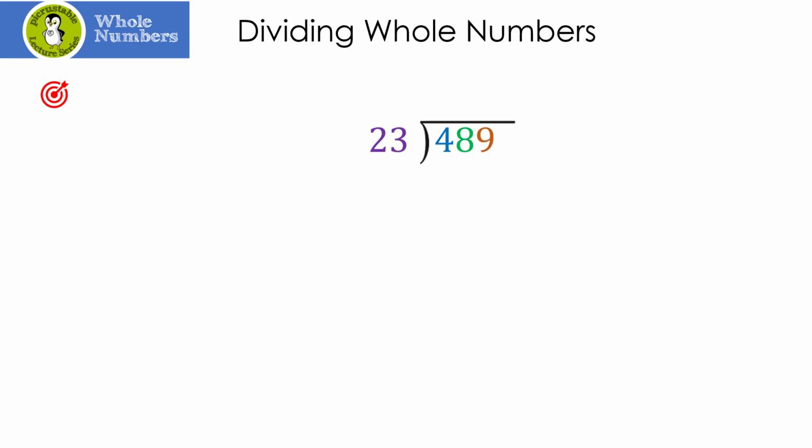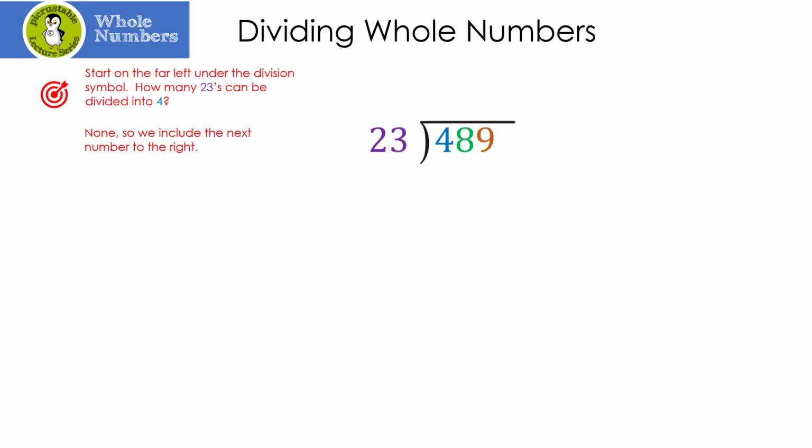Let's divide this one. Now we have 2 digits. Oh my goodness, but it's going to be fine. We're going to do the same thing. We look and say, well, how many 23s can go in 4? Doesn't work. So we're going to include the next number. How many 23s are in 48? Well, let's start multiplying.